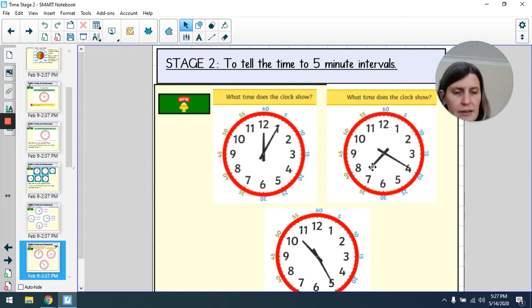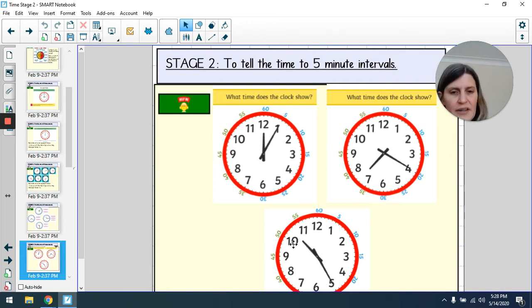Here's my hour hand. It's just gone past the 7. Let's start at the 12 and count round to the minute hand. 5, 10, 15, 20. 20 minutes past 7. It's been 20 minutes since it was 7 o'clock, so we could write that in digital as 7:20.